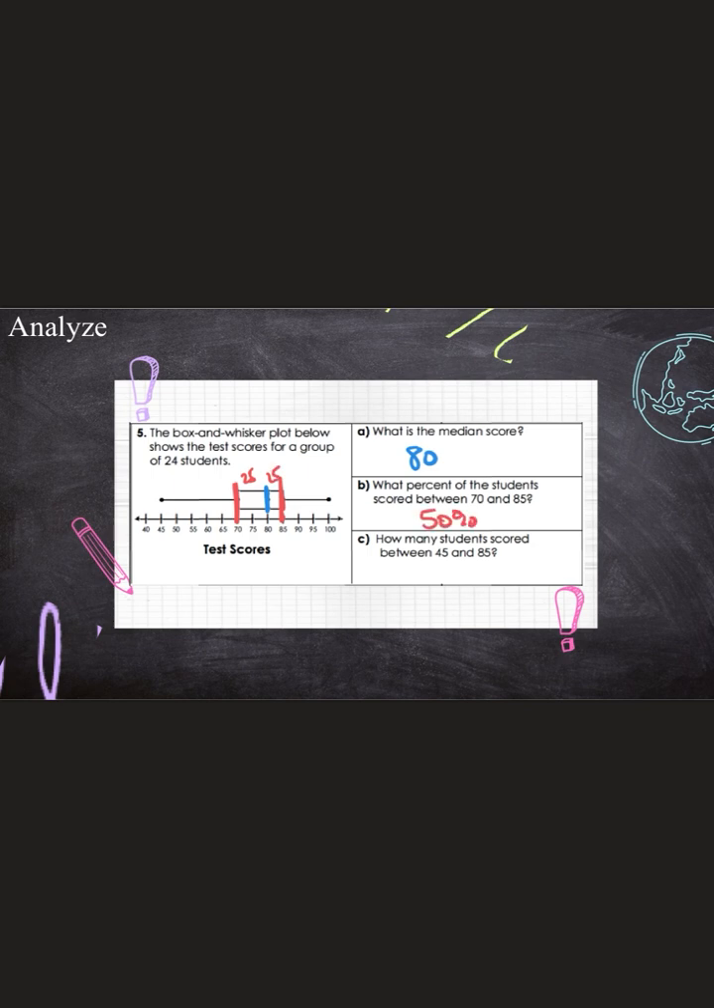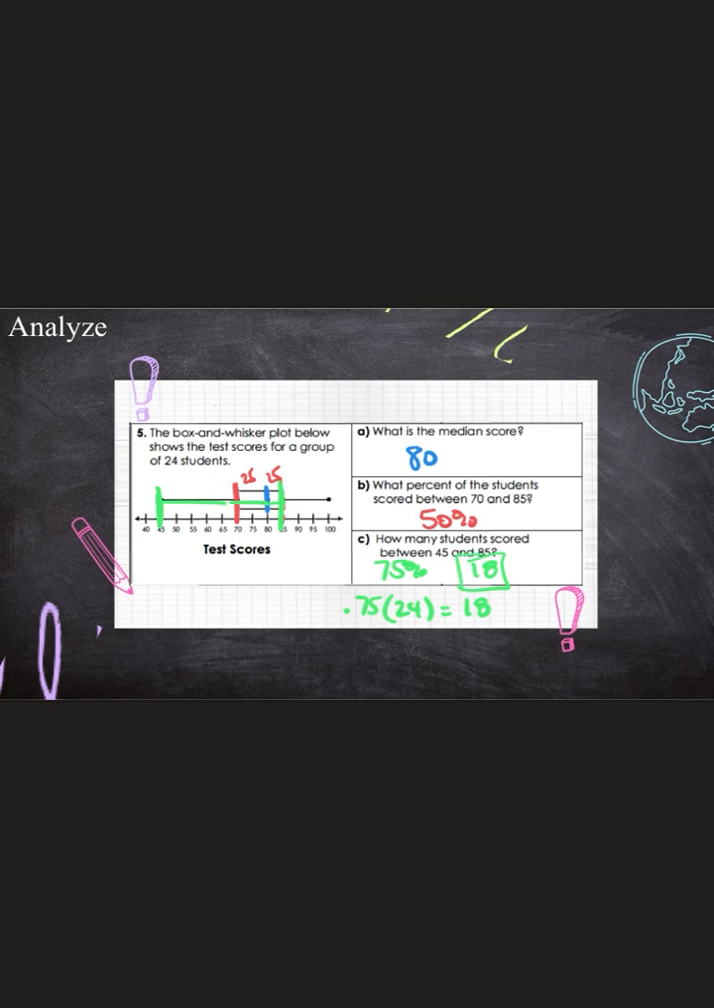And how many students scored between 45 and 85? So here's 45, here's 85. So I've got 25, 25, and 25. So 75%, but it's asking how many students that is. So 75% times 24 is going to give me 18. So 18 students is actually my answer.